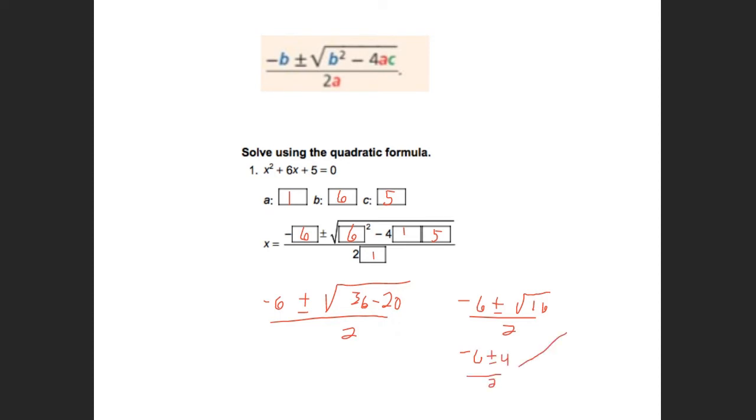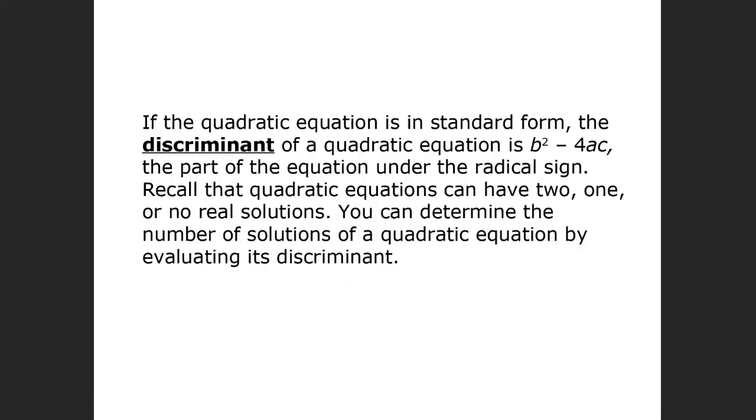Now this is where I write it as two separate problems. One with the plus sign, one with the minus. So I end up with negative 6 plus 4 over 2, or negative 6 minus 4 over 2. Negative 6 plus 4, that's negative 2 over 2, which is negative 1. It's one solution. And negative 6 minus 4, which is negative 10, divided by 2, which is negative 5. That's my second solution. I could have solved this one by factoring, but this week we're using the steps using the quadratic formula to solve.